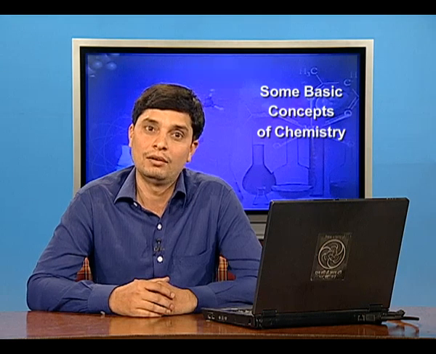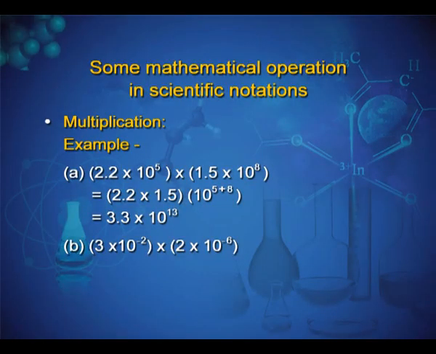Second example: we have to multiply 3 times 10 to the power minus 2 with 2 times 10 to the power minus 6. Again, we take the coefficients as 3 times 2 and the exponent as 10 to the power minus 2 minus 6. So the final answer will be 6 times 10 to the power minus 8.